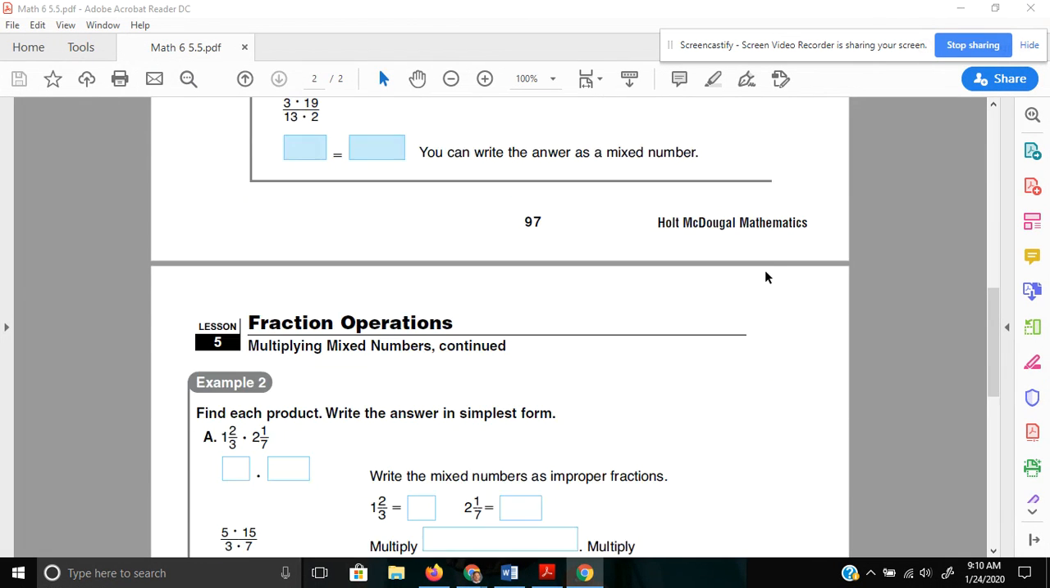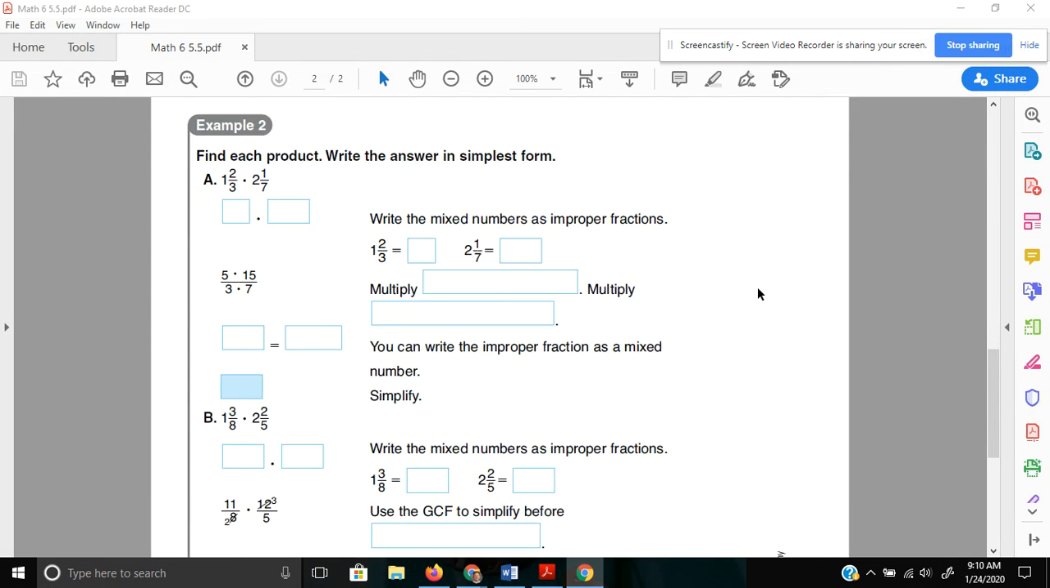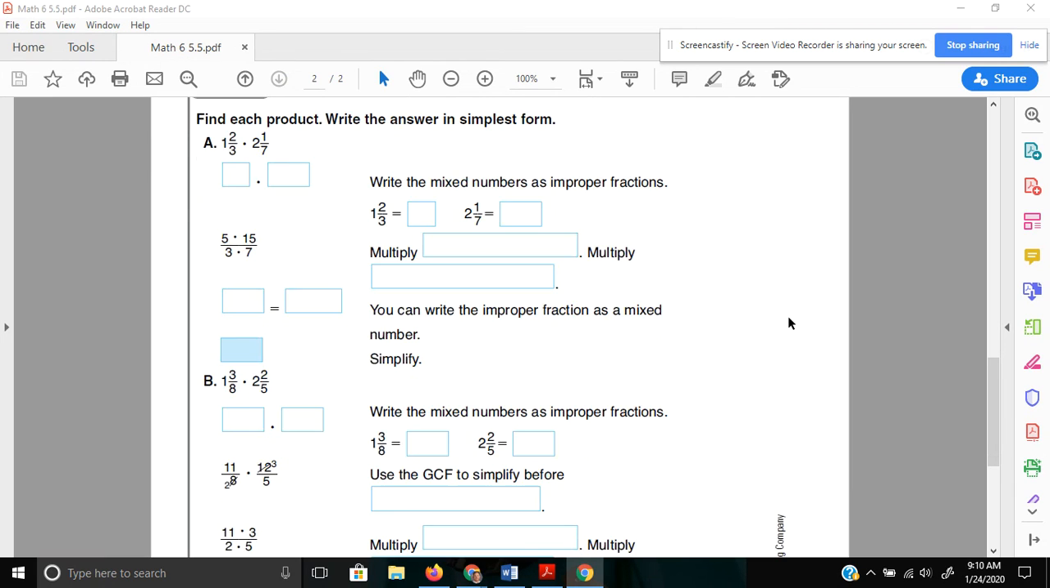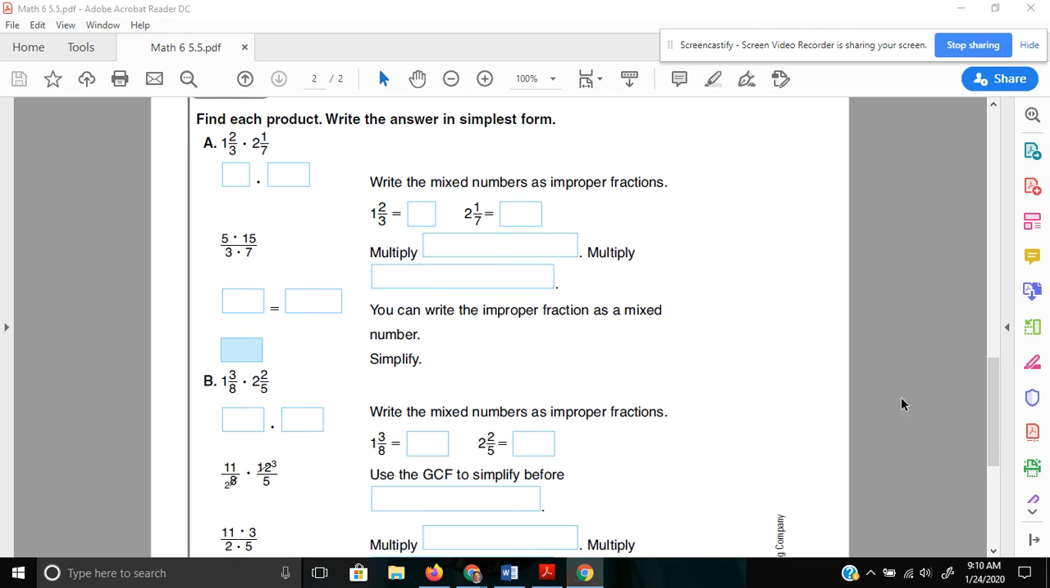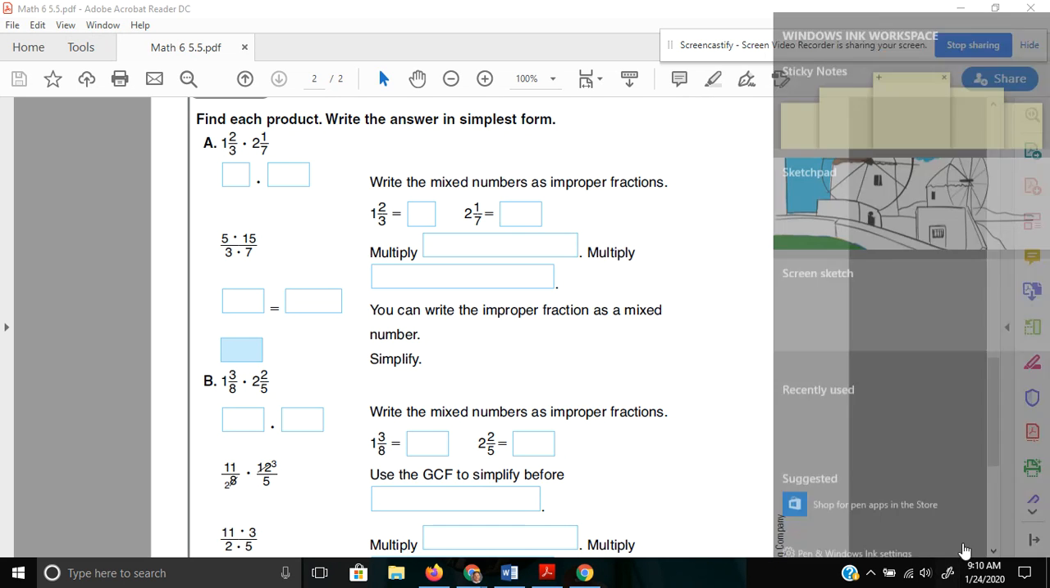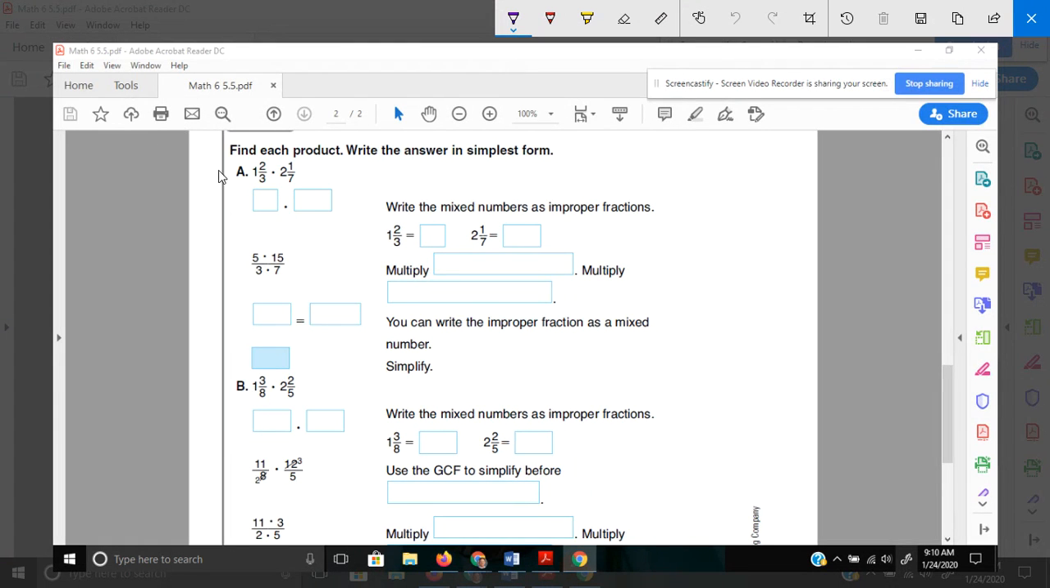All right, go ahead and flip your page. And in the next examples here, there's just 2 of them. We have a situation where we've got 2 mixed numbers now. So the only difference, remember, find each product means just multiply them. And again, put it in the simplest form. The only difference is now we have to do it twice. We have to make our mixed numbers into improper fractions twice, which isn't so serious.